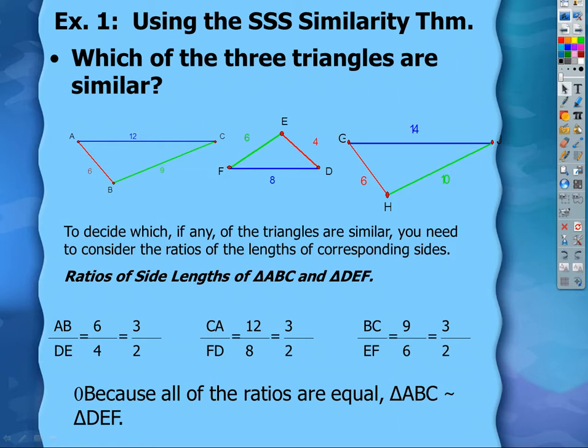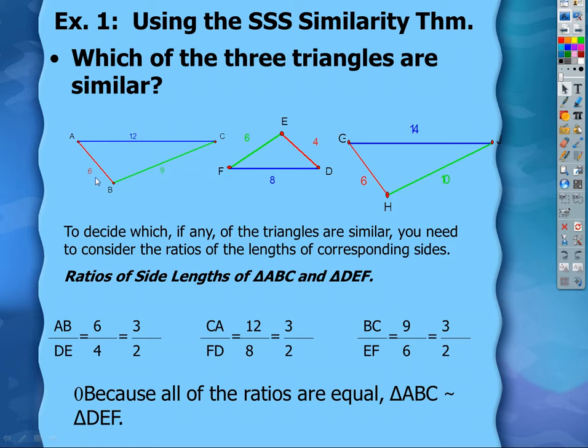Yeah, SSS. We have to use the sides. So we would just test it out and see, right? Let's compare, let's say, the first two. So this triangle and this triangle. Well, if I compare the ratios of the red sides, I'm going to do a scale factor that is large to small.